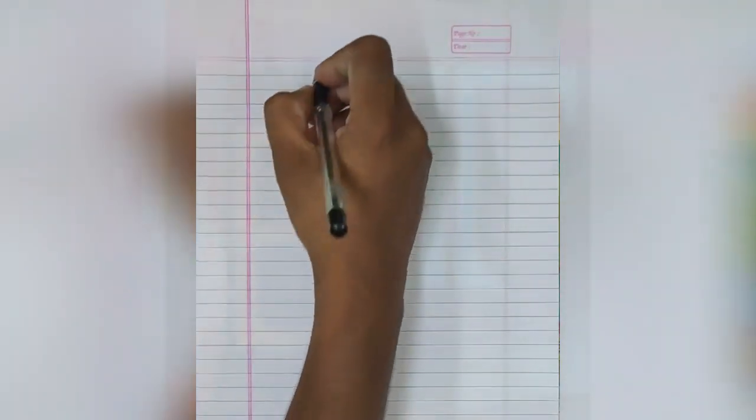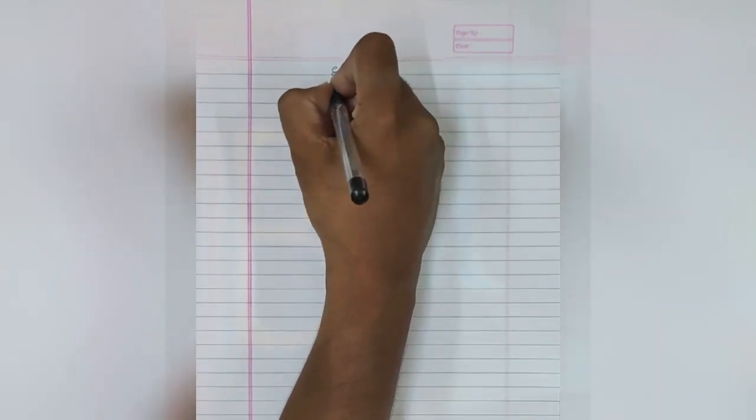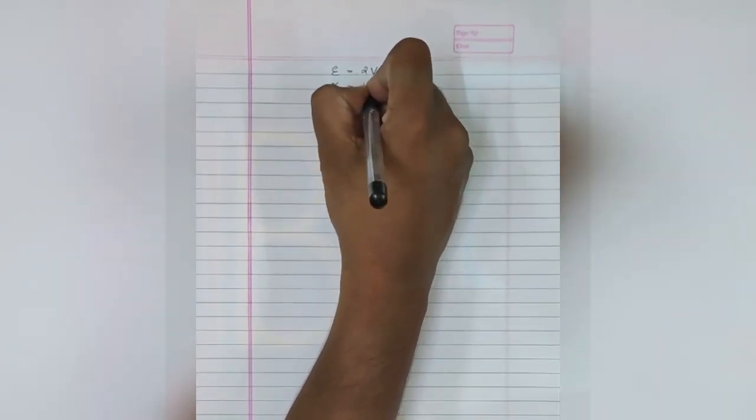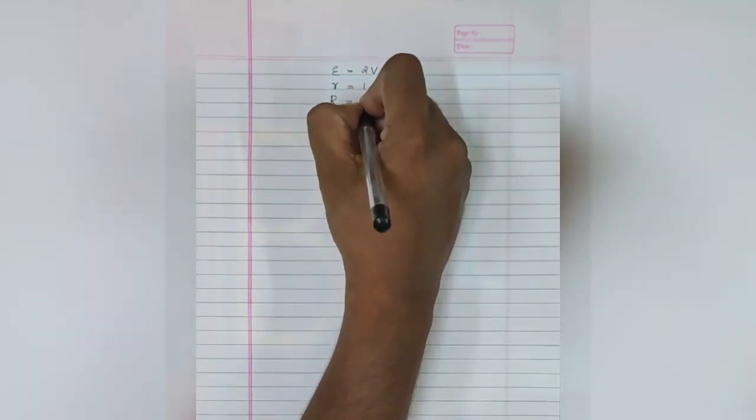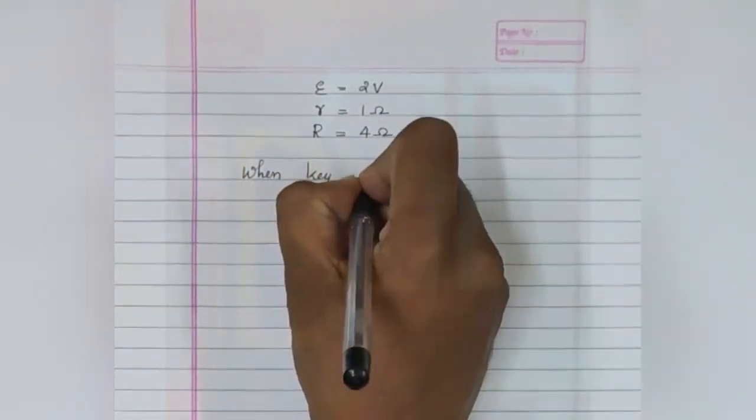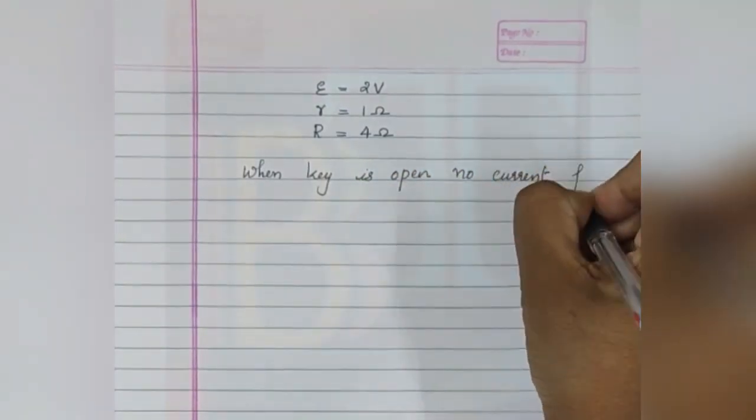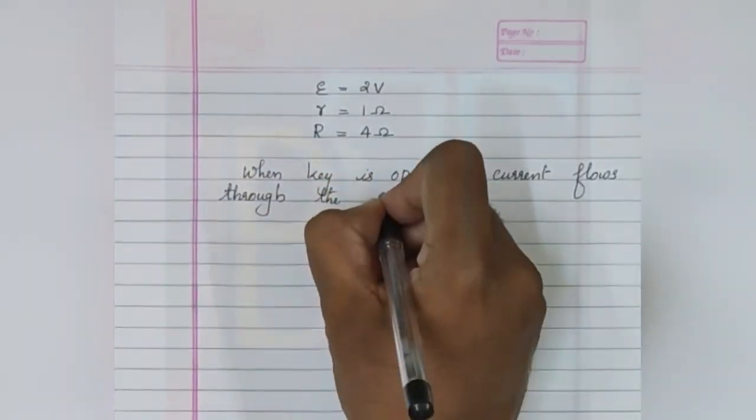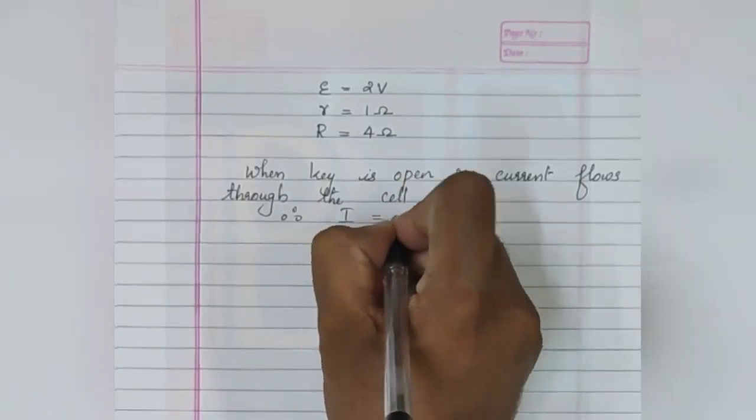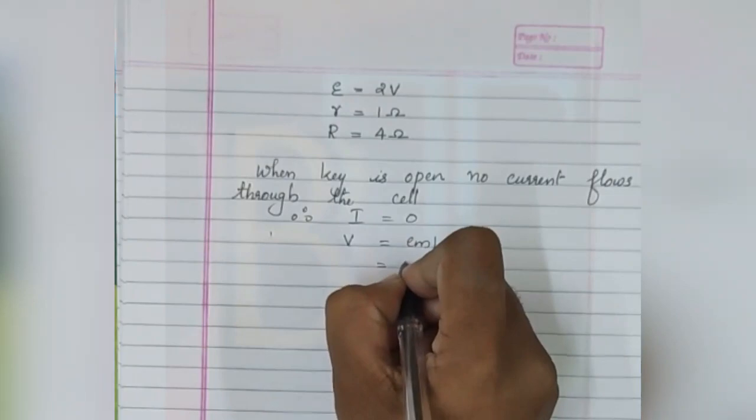Here we have EMF E equal to 2 volt, the internal resistance r equal to 1 ohm and the external resistance capital R equal to 4 ohm. When the key is open, no current flows through the circuit. Hence, current I is equal to 0 and the potential difference is equal to EMF, because EMF is the potential difference across the cell when the cell is in open circuit.